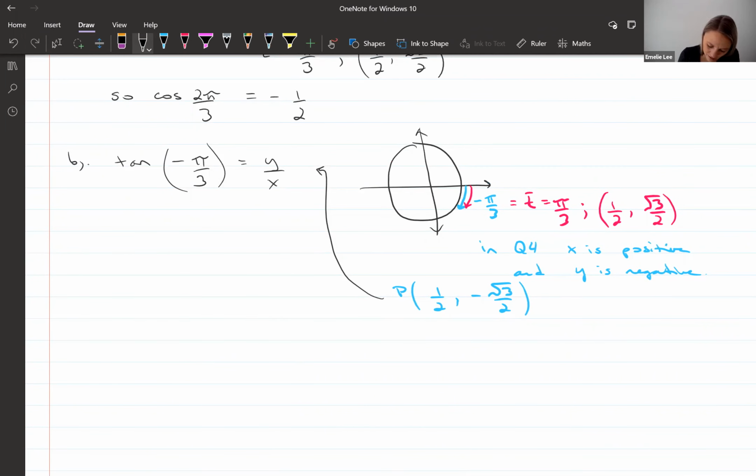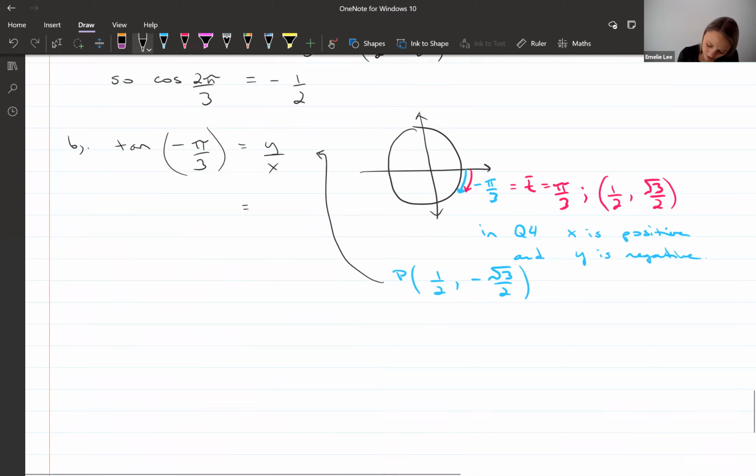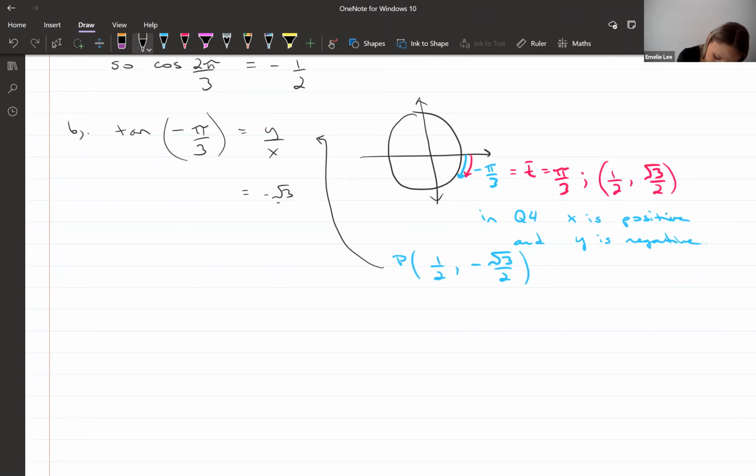Y over x is going to be negative root 3 over 2 divided by 1/2. If I flip and multiply, then I get a negative root 3. I just kind of go through all that work.